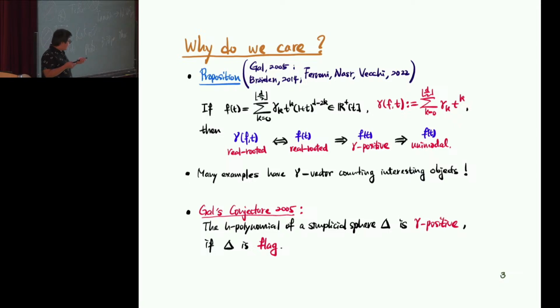And the last reason is that gamma positivity results are related to a big conjecture in discrete geometry called the Gal conjecture. It says that the h-polynomial of a simplicial sphere is gamma positive if the simplicial sphere satisfies some geometric condition, namely that it is flag. So this is about gamma positivity.